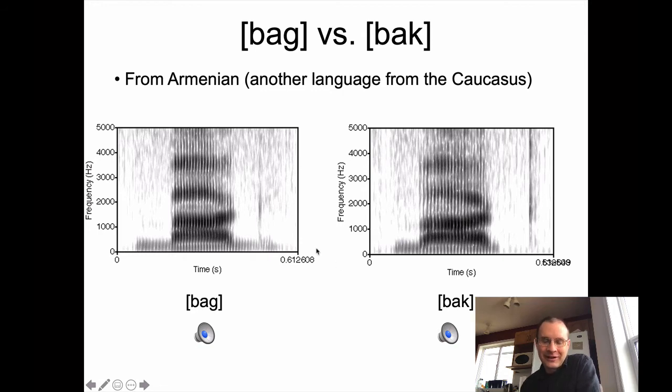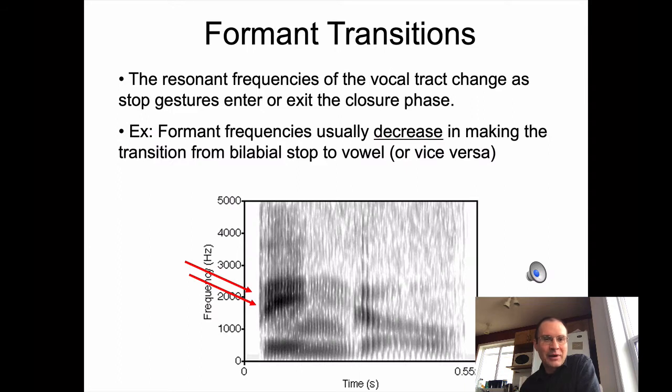These are just little cues you need to tune into if you want to be able to actually identify these things in a spectrogram. It gets easier the more practice you have. And then the other thing you really need to pay attention to are these formant transition cues.